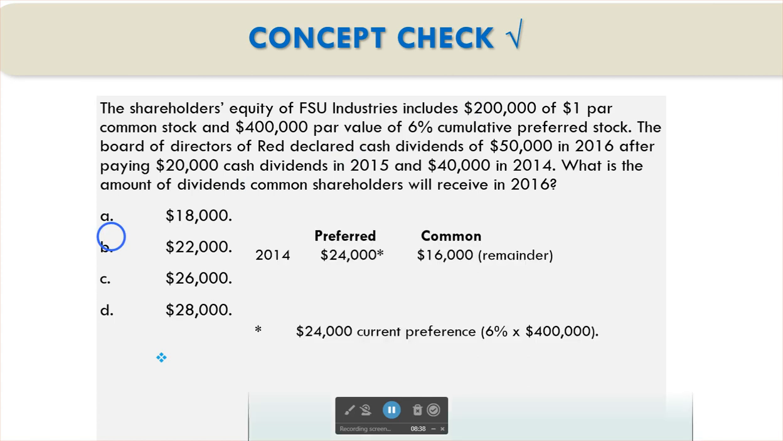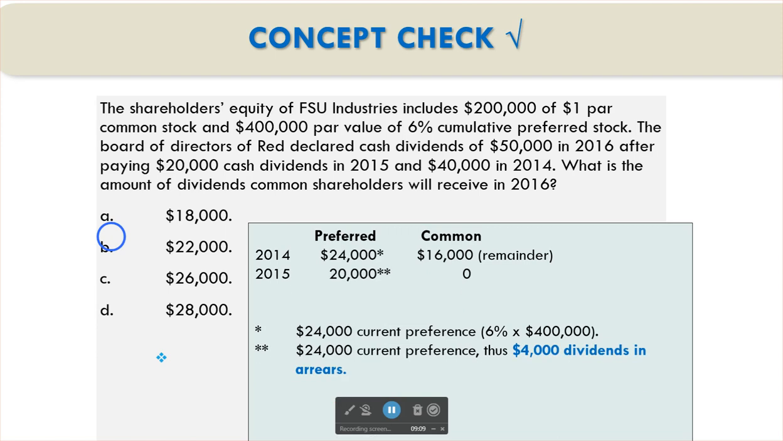So I'll show you here the explanation of how we work through it. So in 2014, in this year, you would have 40,000. So you can pay them, assuming this is the first year of that company, there's no arrearage. You would pay them the total 24,000. And since it's 40,000, which is declared, the common will get the 16. And then I will go on to the next year.